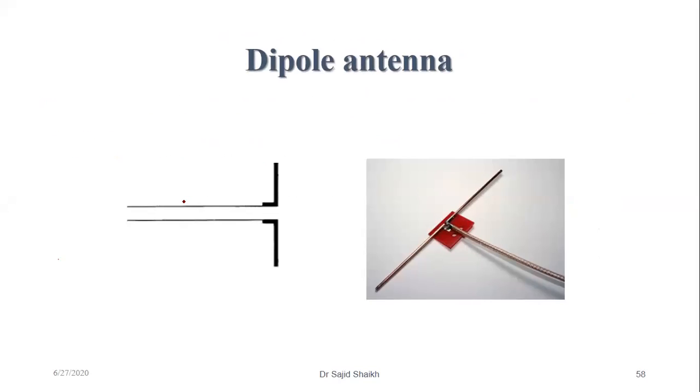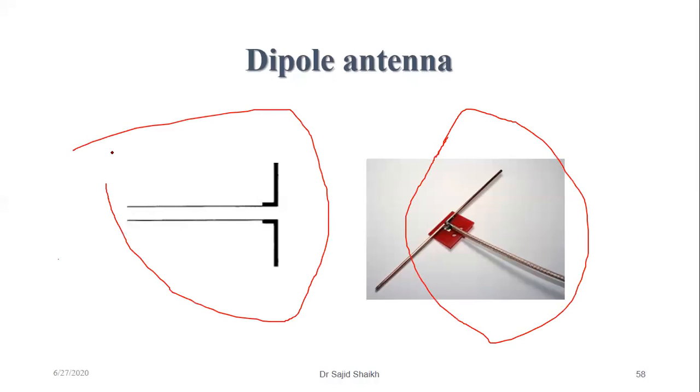Now this is the basic structure of an antenna. This antenna is also called a dipole antenna. So what is a dipole antenna? Here you can observe this is the actual image and this is the diagram. In this dipole antenna, we have two wires. This is the first one and this is the second one.